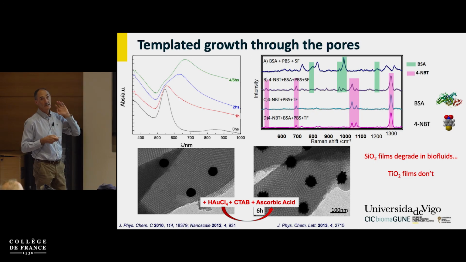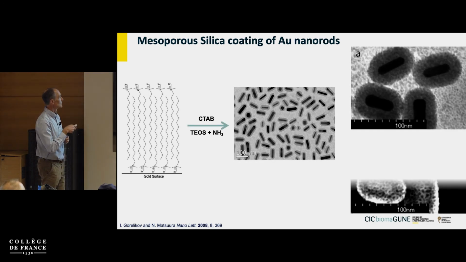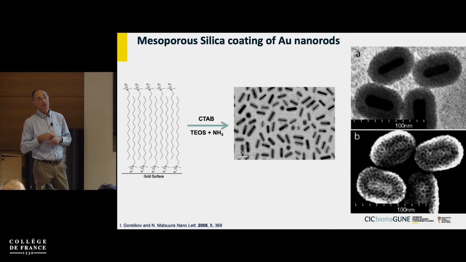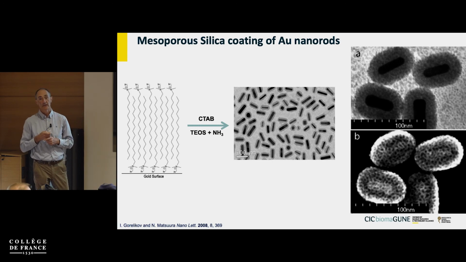Now, can we do this also with colloids? Right, so then it came this paper by the group of Matsuura, where they said, well, you don't need to do the pre-coating of the gold particles if you already have CTAB, because the same as I showed you earlier for the polystyrene, you can do the condensation of the tetrahydroxysilane templated by the micelles on top of the gold particles. And then you can obtain these core-shell systems which have already a porous shell.